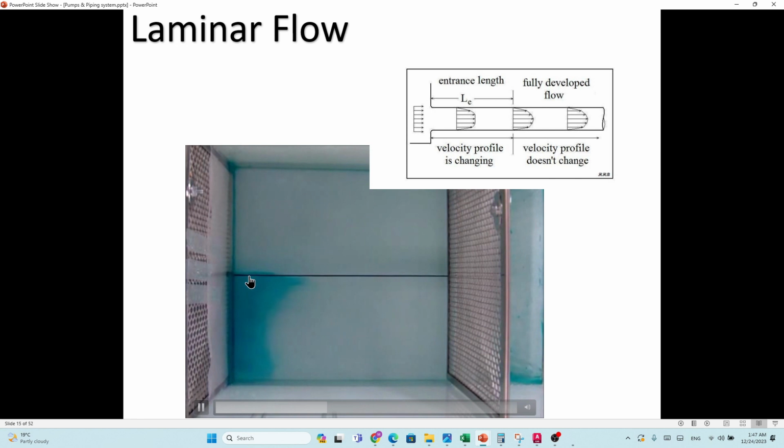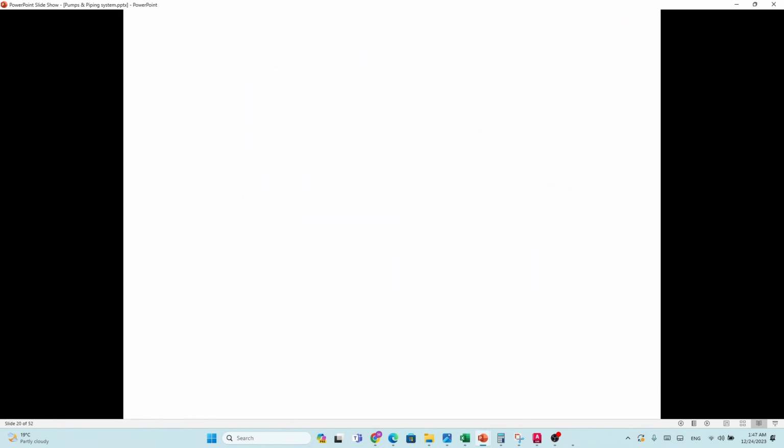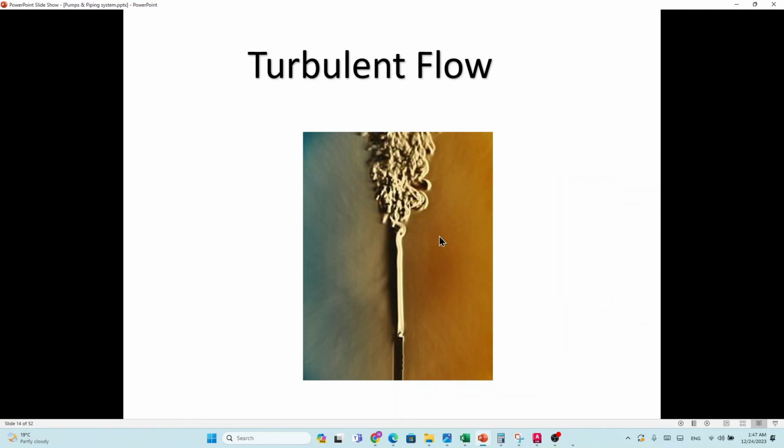Like if you drop some ink, the layers maintain their points. It's a laminar flow, but it makes turbulency like this. You have a turbulent flow. Okay.